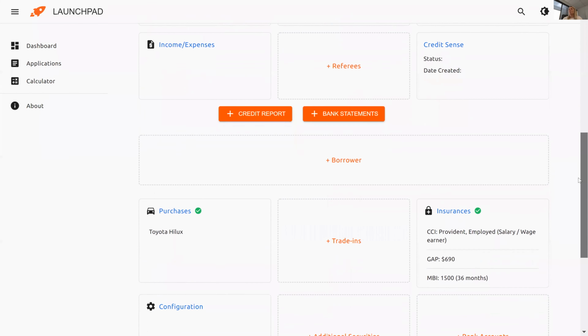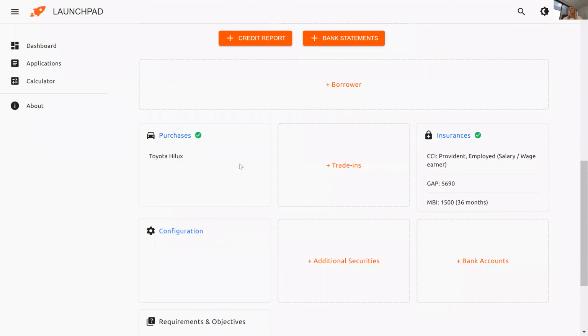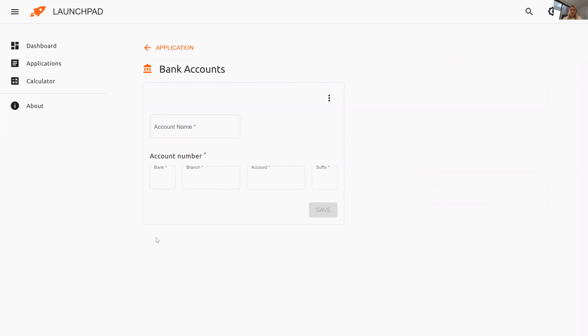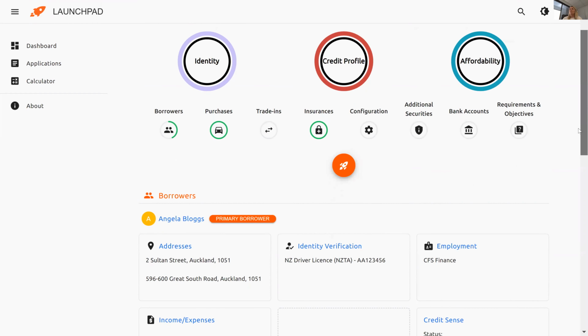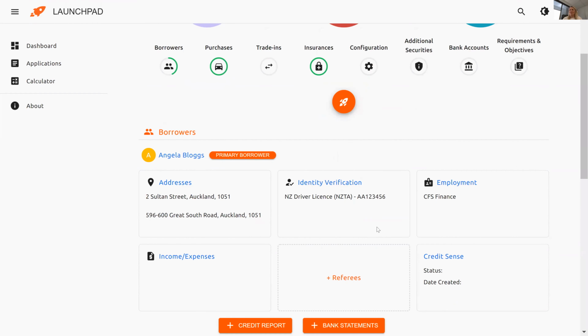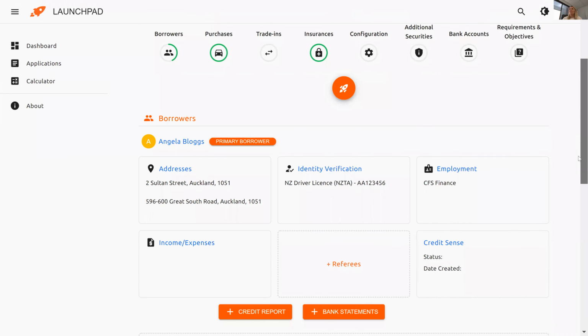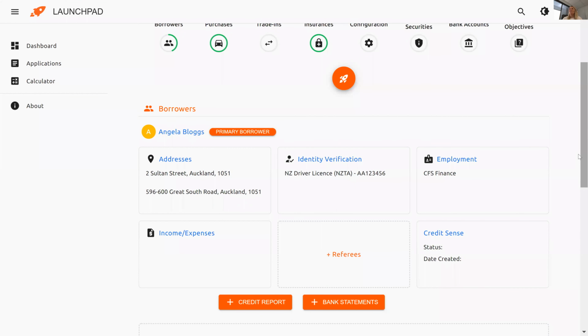And then again, if you wanted to edit any of the purchases, insurances, trade-ins, anything like that, you can. Simple. The bank account section is not the bank statements. This is the bank account that the direct debit will come from. So if you had that, you can put that in as well, or you can leave that till documentation stage. The only thing that is mandatory is the borrower details in this section and the bank statements. That's required for decisioning to action.